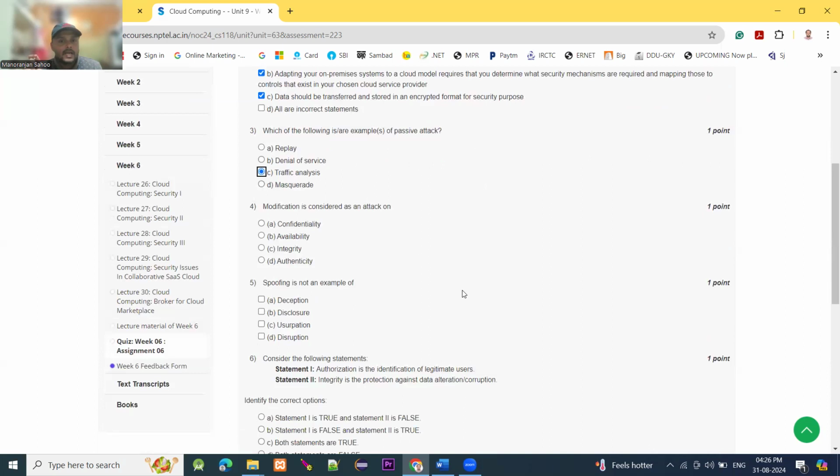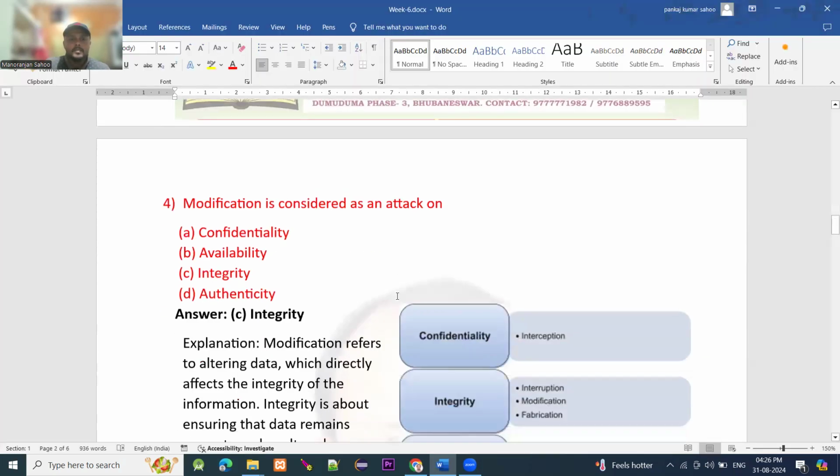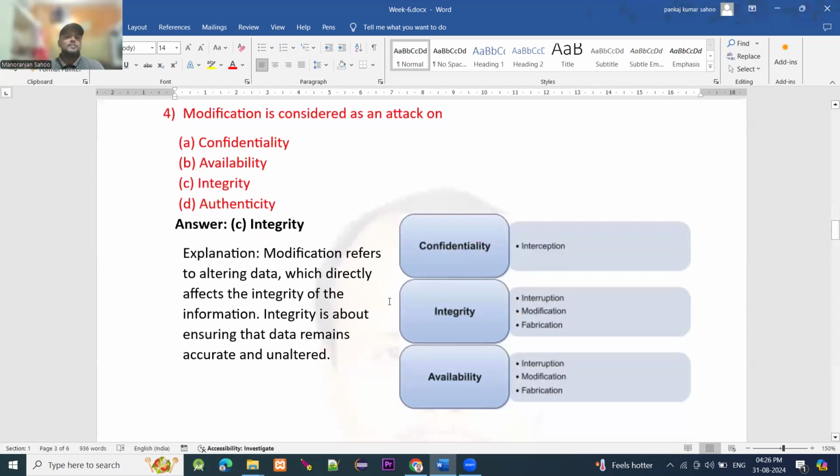Modification is considered as an attack on what? Modification is considered an attack on integrity. Okay. What do you mean by integrity? Integrity means modification refers to altering the data, which directly affects the integrity of the information.